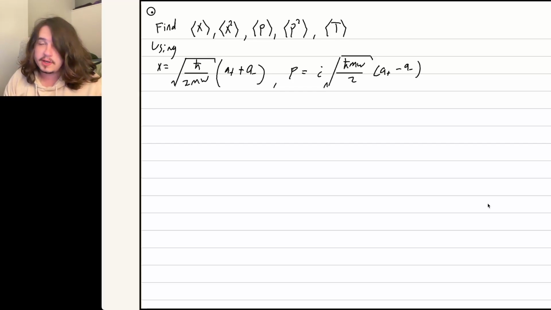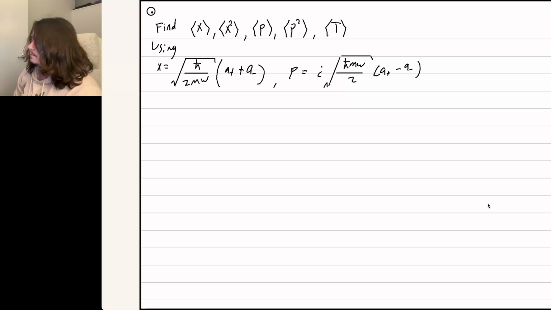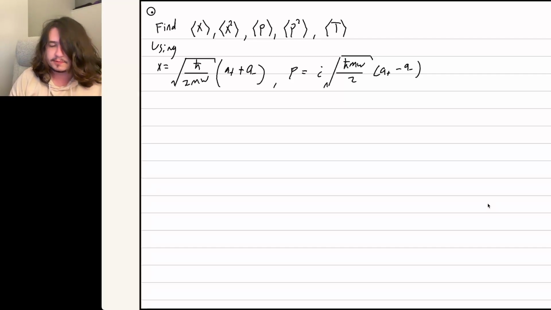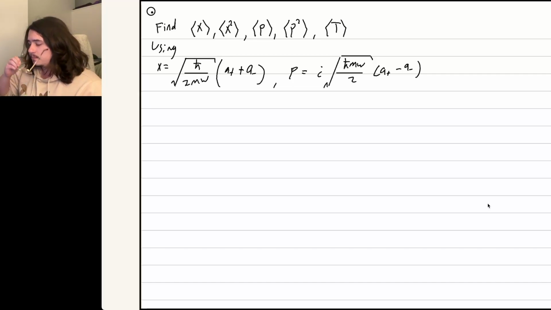We are dealing with a harmonic oscillator, and we're going to be looking for the expectation value of position, the expectation value of position squared, the expectation value of momentum and the expectation value of momentum squared, and the expectation value of kinetic energy, using the substitutions for the position and momentum operators given as superpositions of the raising and lowering operators for the harmonic oscillator.